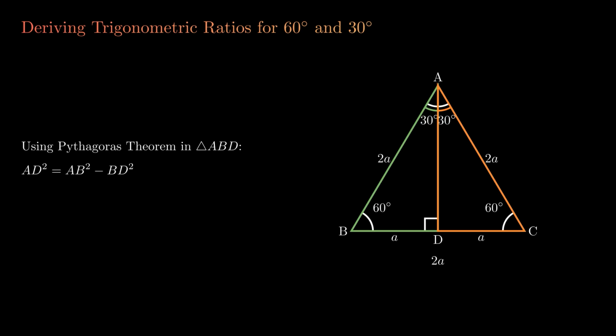Using Pythagoras theorem in this triangle, we can compute AD square, which was the altitude that we drew, right? So AD square is equal to AB square minus BD square. We know the value of AB, which is 2A, and we know the value of BD, which is A. With simplification, we'll get AD square equals 2A whole square minus A square, which is 4A square minus A square, which we can write as 3A square. So AD will become A root 3.